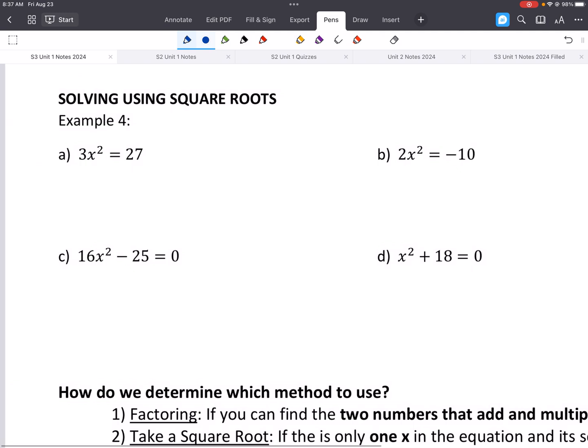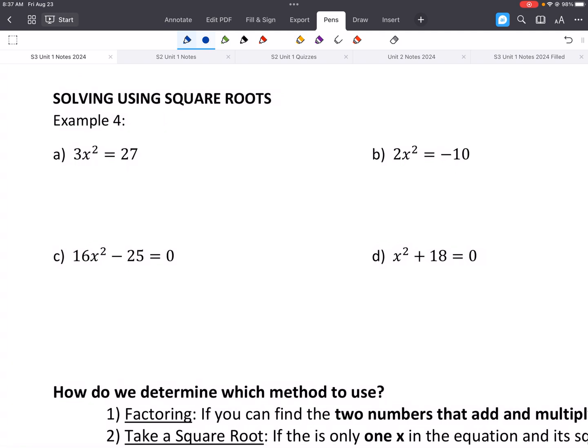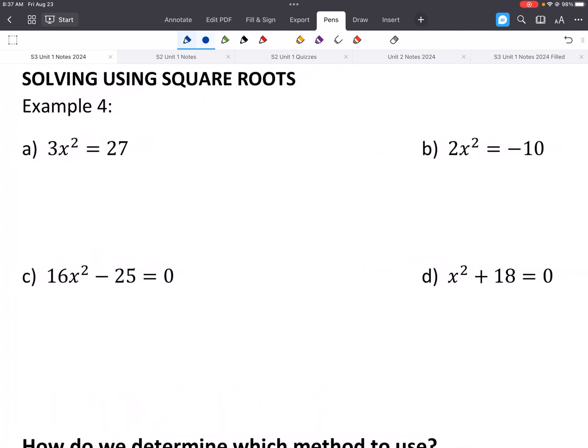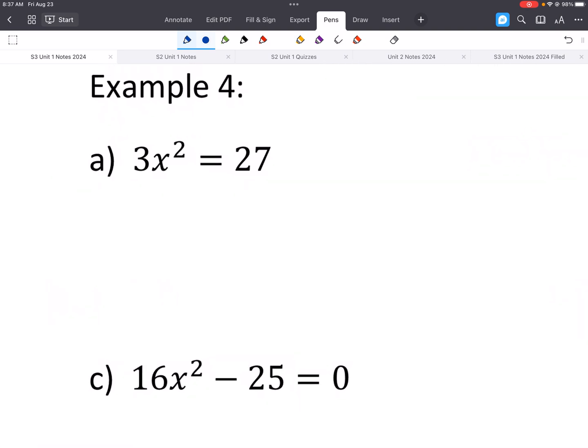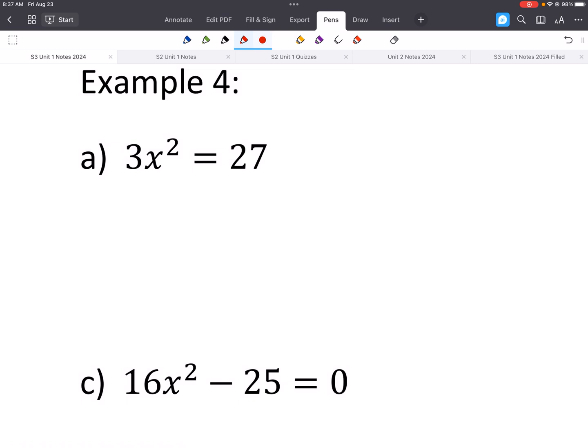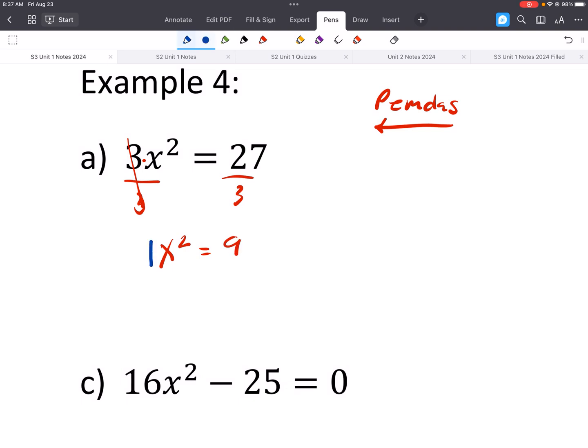All right, so let's go into solving by using square roots. So look at all these. There's only one term that has an x, and they are squared. So that means that we can just go backwards through PEMDAS and solve for x. PEMDAS again. Okay, we're going backwards, so add, subtract first. There's no adding or subtracting for this example. Multiply, divide. This is multiply, so we're going to divide. And then exponents. We want to get rid of our exponents, so we will square root both sides.